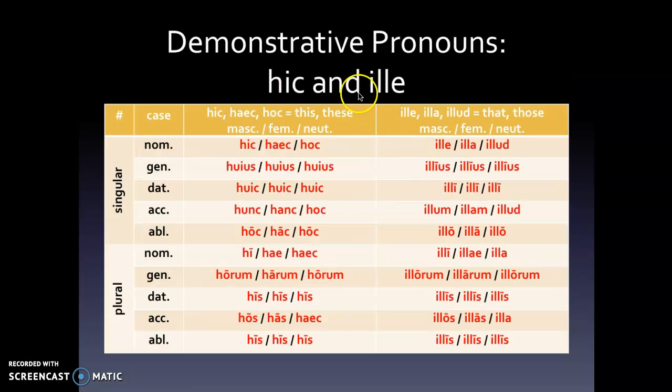And then we've got our demonstratives. Hic, haec, hoc translates as this or these. Think of the H here. So it's this one right here, as opposed to ille, illa, illud, which is that one over there. So here, these ones, those ones over there.